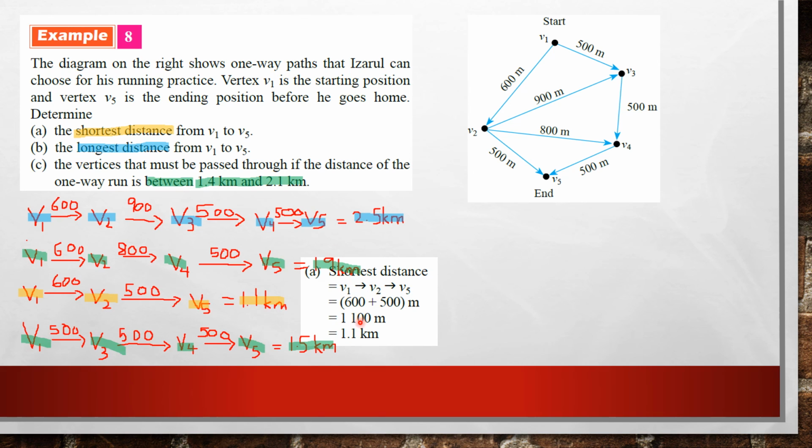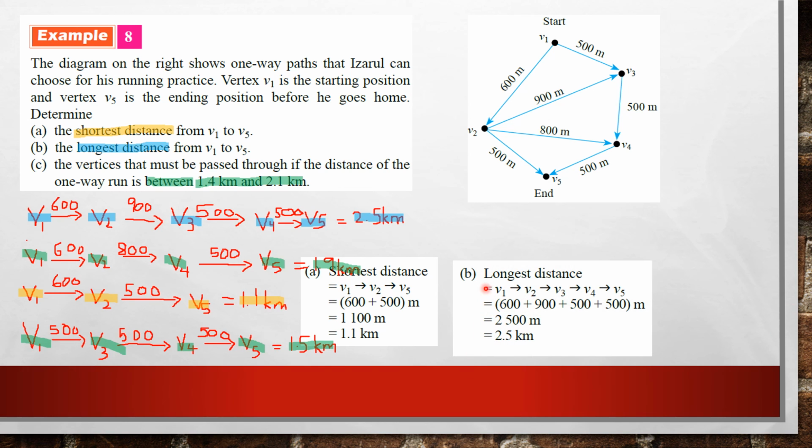The shortest distance V1 to V2 to V5 is 600 plus 500, correct? It's 1100 meter, that is 1.1 kilometer. Next, the longest distance is V1 to V2, V3 to V4 to V5, correct? 2.5 kilometer. Then part C, the vertices. So the ways that I highlighted in green are V1, V2, V4, V5, and V1, V3, V4, V5.